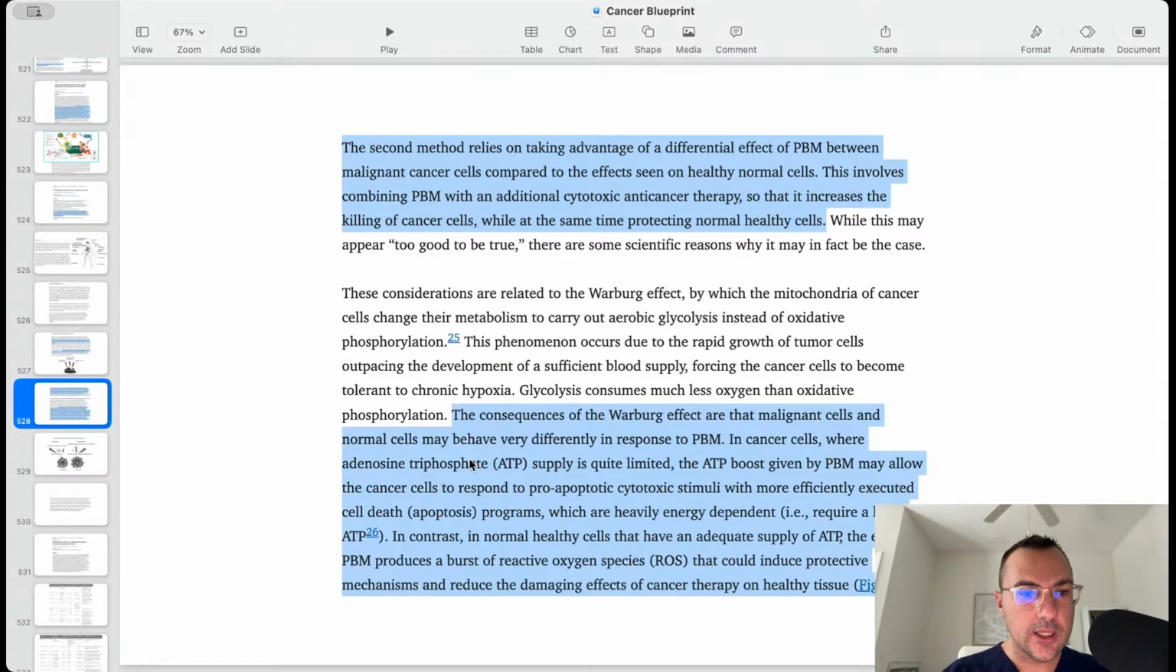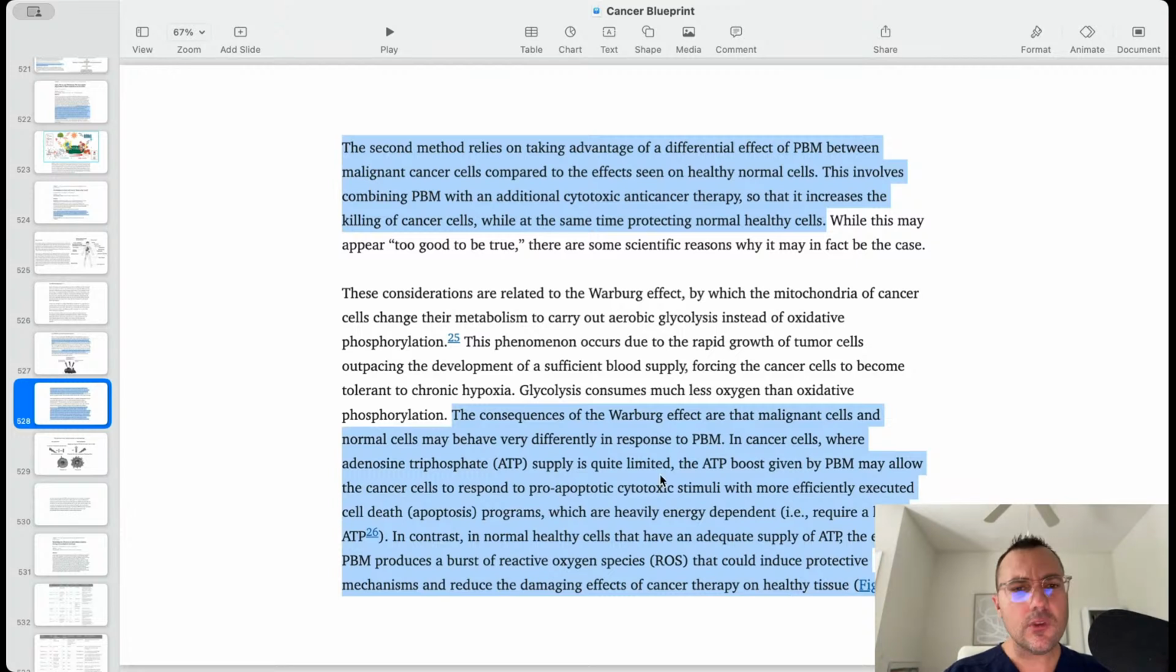In cancer cells, where ATP supply is quite limited, the ATP boost given by PBM may allow the cancer cells to respond to pro-apoptotic cytotoxic stimuli with more efficiently executed cell death apoptosis programs, which are heavily energy dependent and require a lot of ATP. In contrast, normal cells have an adequate supply of ATP. The effect of PBM produces a burst of ROS that could induce protective mechanisms and reduce the damaging effect of cancer therapy on healthy tissues.